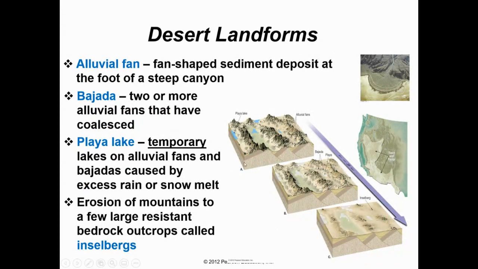Some features are associated with dry climate areas. These are typically associated with the Basin and Range Province, which is that area which encompasses mostly Nevada, Eastern California, and Western and Southern Arizona.